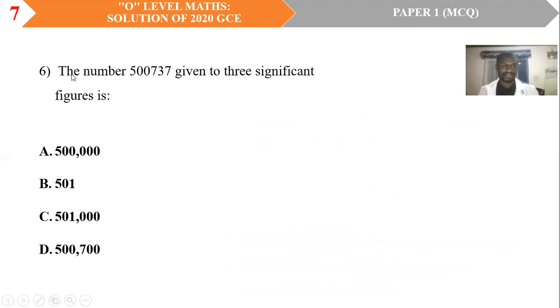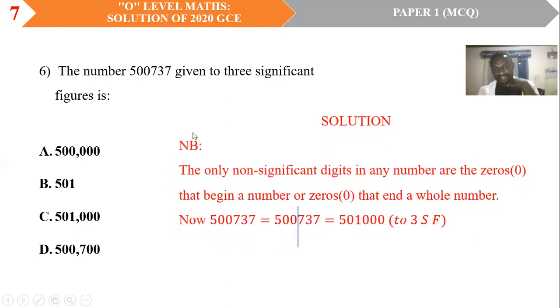Question 6. The number 500737 given to 3 significant figures is, solution. Note that the only non-significant digits in any number are the zeros that begin a number or zeros that end a whole number. If zeros begin a number, those zeros are not significant. And if zeros are found at the end of a whole number, those zeros are not significant.